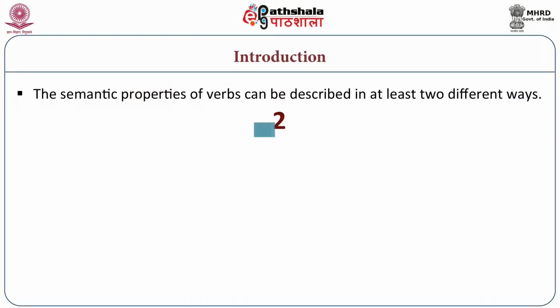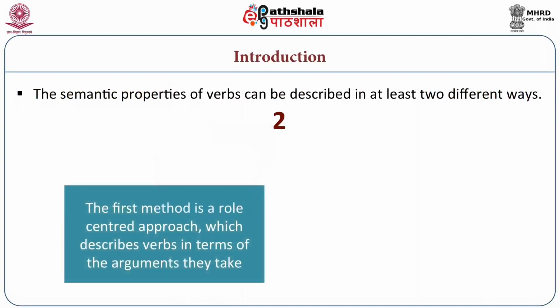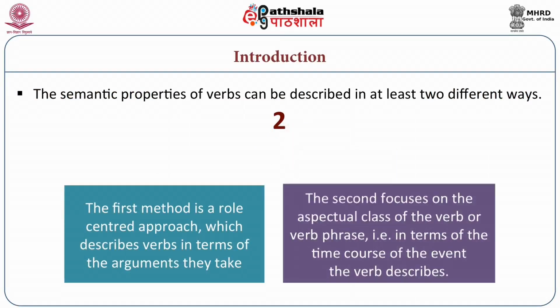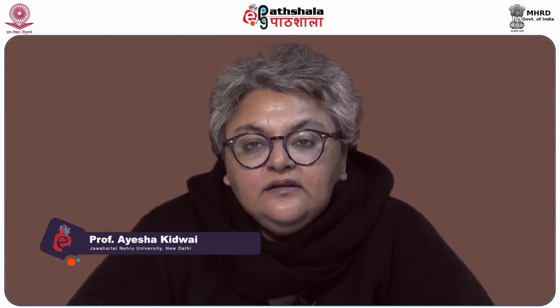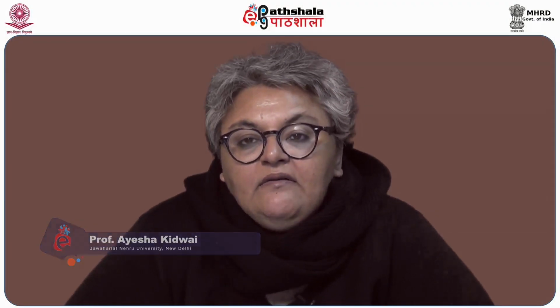The semantic property of verbs can be defined in at least two different ways. The first method is a role-centered approach, which describes the verbs in terms of the arguments they take, and the second focuses on the aspectual class of the verb or the verb phrase, that is, in terms of the time course of the event the verb describes. We shall explore both these approaches in this unit, and as an indicator of how important the aspectual class information is, we will look at Meiteilon directional affixes.